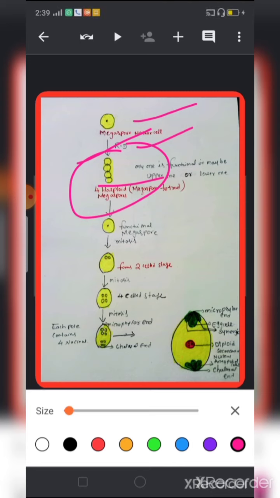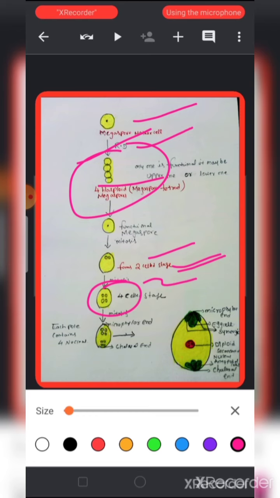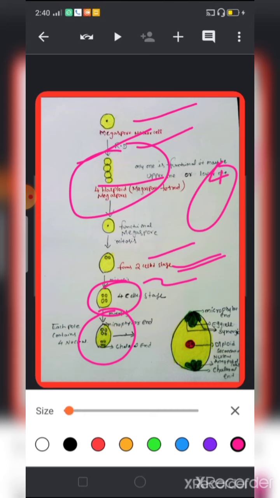Later on, this functional megaspore nucleus takes mitotic division and produces 2 nuclei. Again, these 2 nuclei take second mitotic division and produce 4 nuclei. Again, these 4 nuclei take third mitotic division and produce 8 nuclei, the 8 nuclei embryo sac. In these 8 nuclei, 4 nuclei move to the micropylar end, 4 nuclei move to the chalazal end.